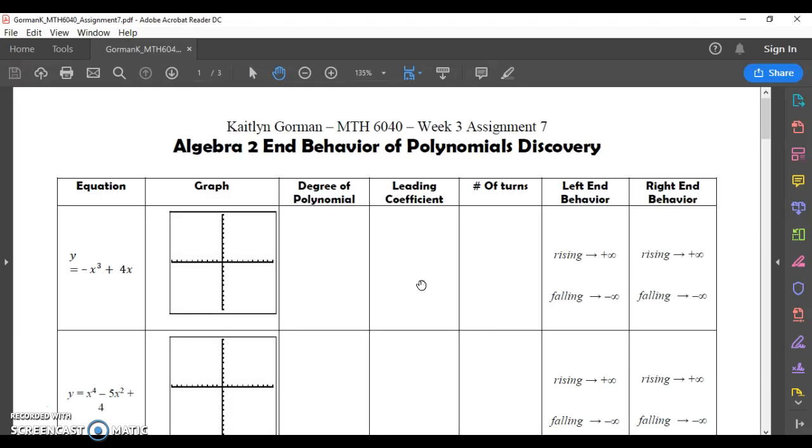So with the leading coefficient category, what they will be looking for is whether it's negative or positive, because a different coefficient doesn't really affect the end behavior, but if it's negative or positive, that does affect the end behavior. So they'll be looking into that later on. And then the number of turns would come from the equation and the degree of the polynomial.